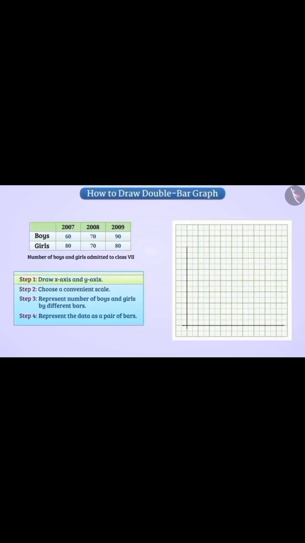Here are the steps to create a double bar graph. Step 1. On paper, we will draw two perpendicular lines. Here we put the year on the x-axis and the number of students in class 8 on the y-axis. Step 2. For our convenience, we choose a scale; here we can take 1 unit equal to 20 students. According to the scale, we can show numbers on the y-axis.